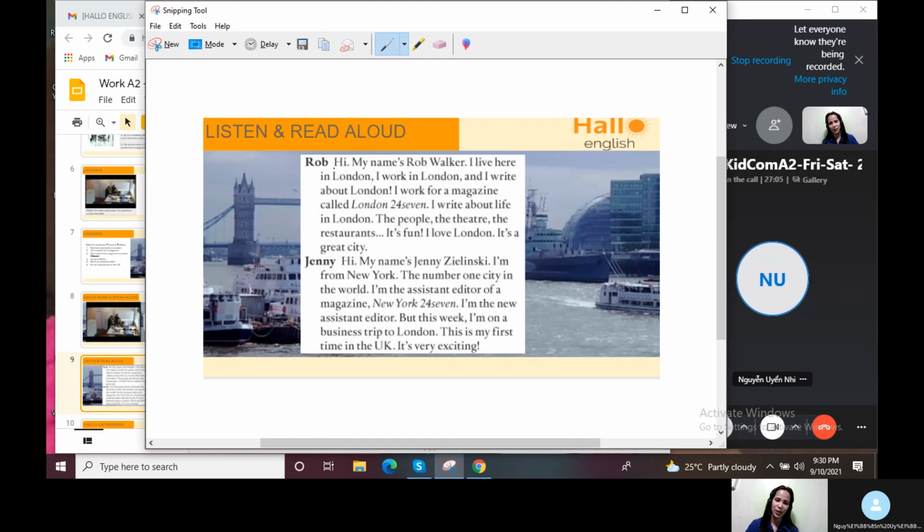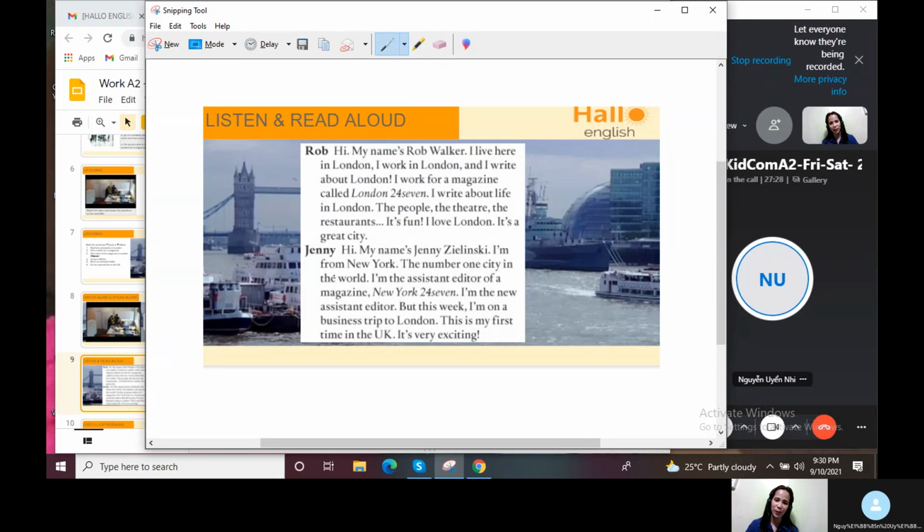Okay, so is there any intonation there? Did Rob use intonation? It's fun. Yeah, that is the rising of the voice. It's fun. I love London. It's a great city.